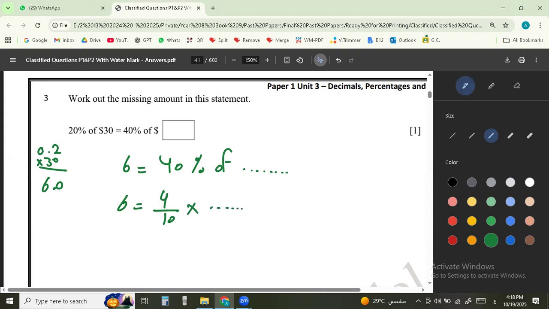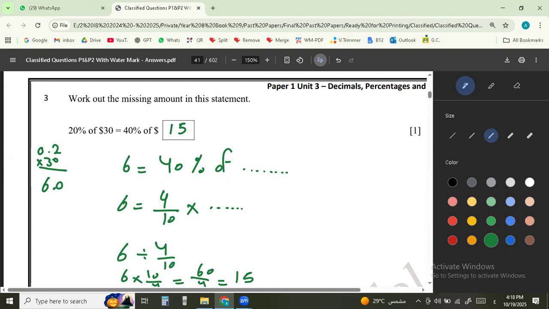If you want to find the missing factor over here, we just send this one over there as division. So sending this there as division is going to be 6 divided by 4 over 10. Keep, change, flip. So it is 6 times 10 over 4. It is going to give you exactly 60 over 4, which is 15. So the answer here is 15. 40% of 15.